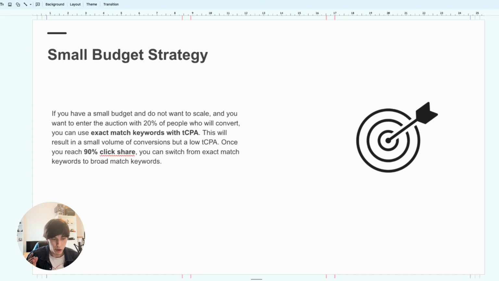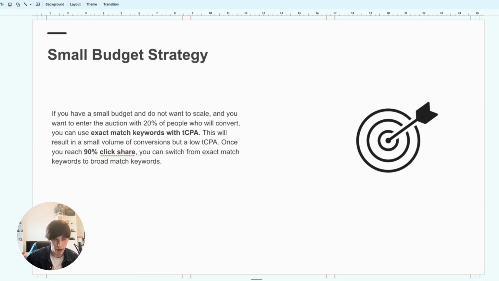Small budget strategy. If you have a very small budget, you have a small business, and you don't want to scale, but you want to have just a low target CPA, you can start with exact match and manual, because you don't have conversions to help Google find similar people. You can start with manual and exact, and when you have enough data, you can switch from manual to target CPA or target ROAS and use exact match plus target CPA. But you will have a small volume of conversions but a low target CPA.